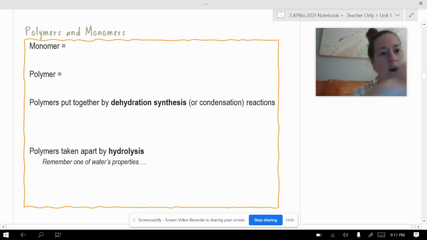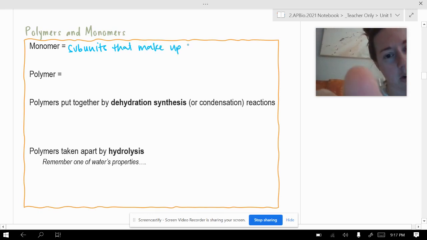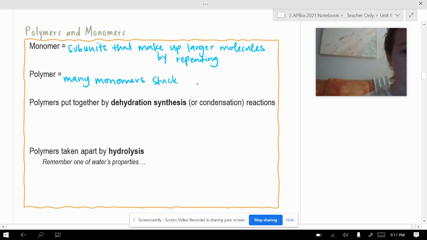So monomers are subunits that make up larger molecules by repeating. And a polymer is just many monomers stuck together. And in this case for us, it's going to be using covalent bonds.